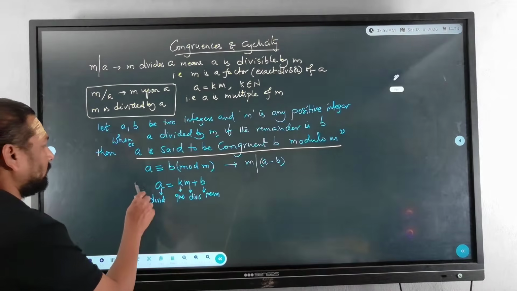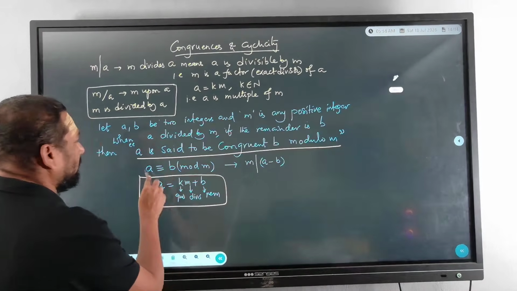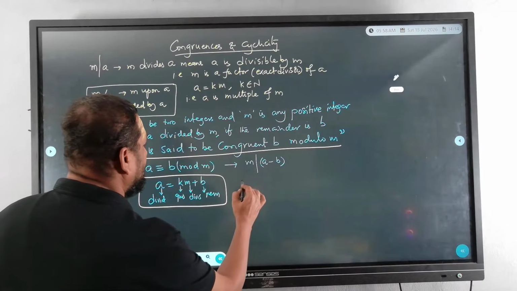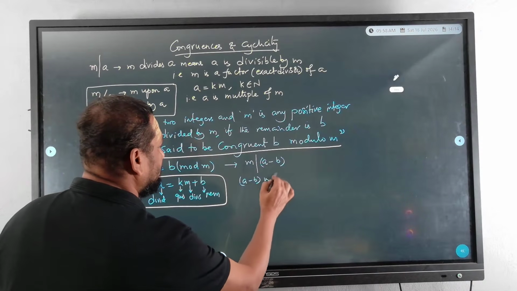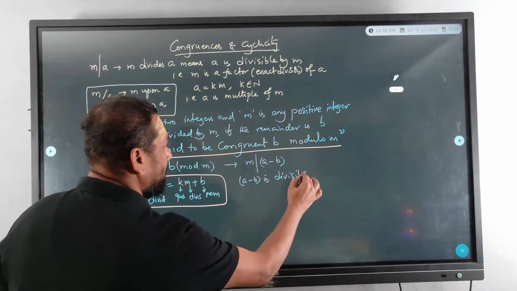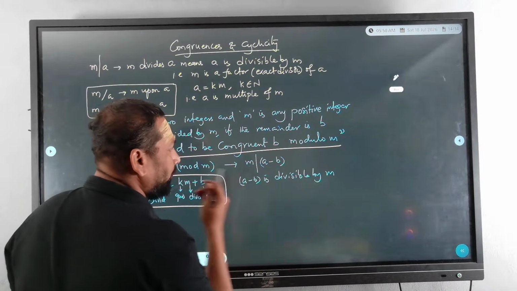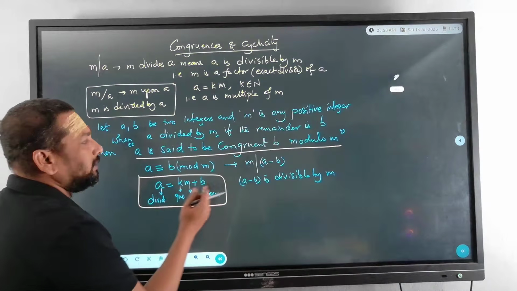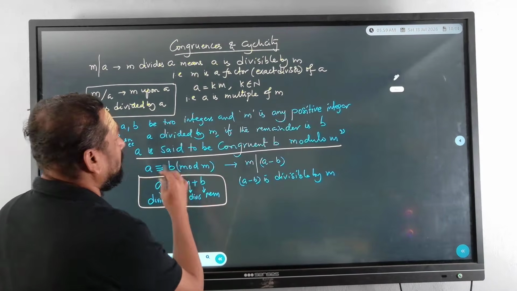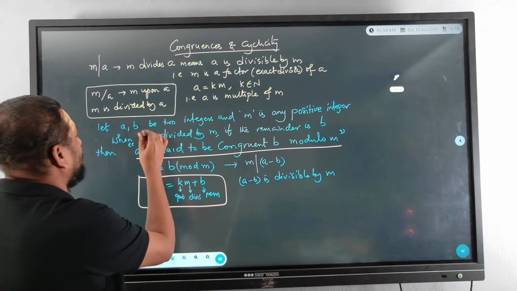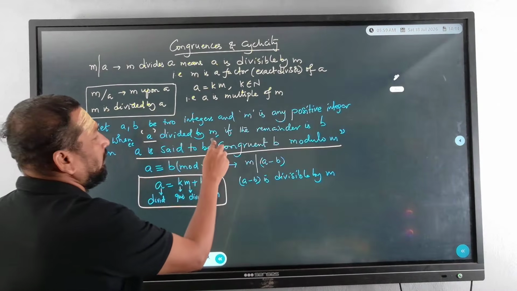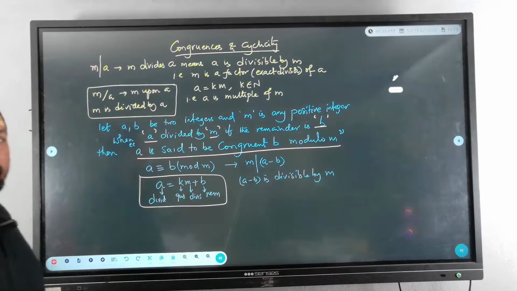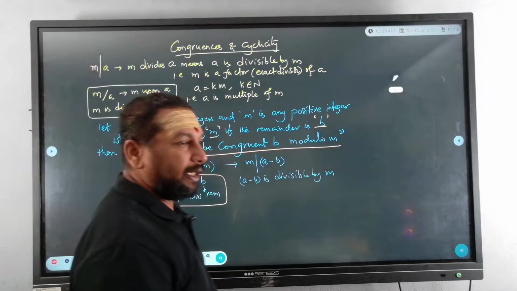Okay, so this is about congruence. a congruent to b modulo m means m divides a minus b. Here a minus b is divisible by m. In other words, a and b are two integers, where a divided by m, the remainder is b. So write down the concept of congruence.